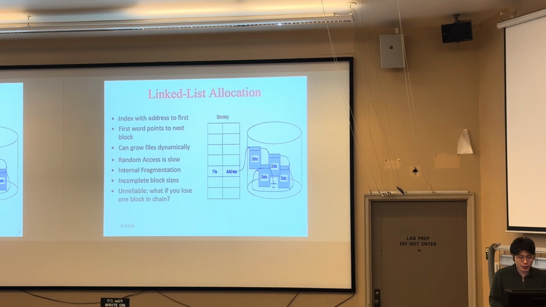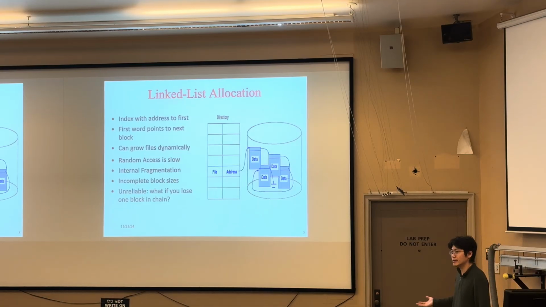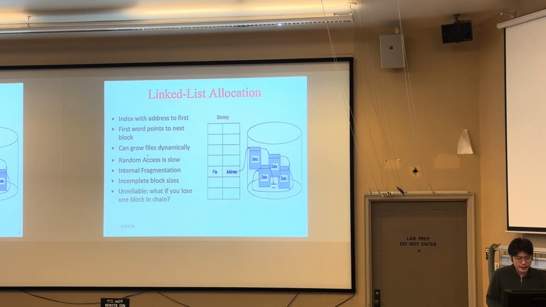All right. So in this case, every file has an index, the address to the first block. Right? So every block points to the next block. So this design is much better. It can grow files dynamically. Right? So linked list has this benefit. The downside is that random access is very slow.